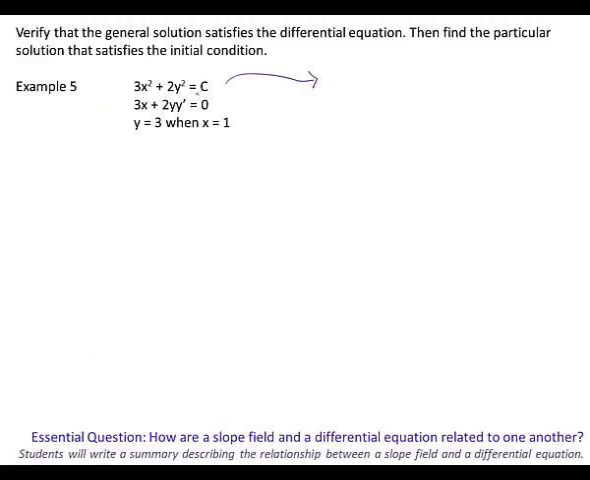What's the derivative of 3x squared? 6x dx, right? Because we're doing this implicitly. Alright, what's the derivative of this one here?